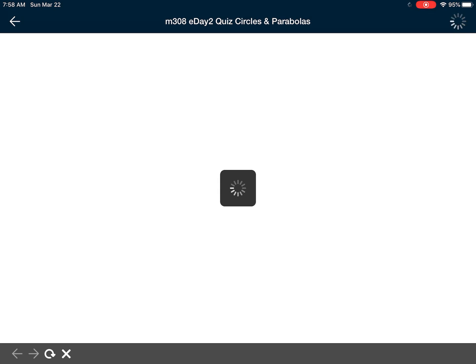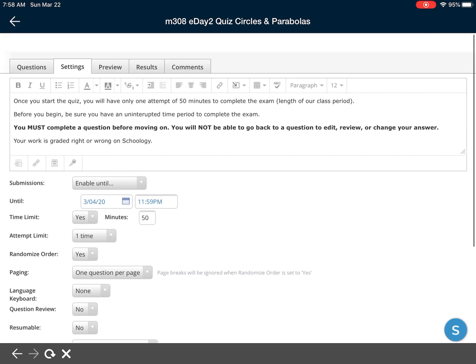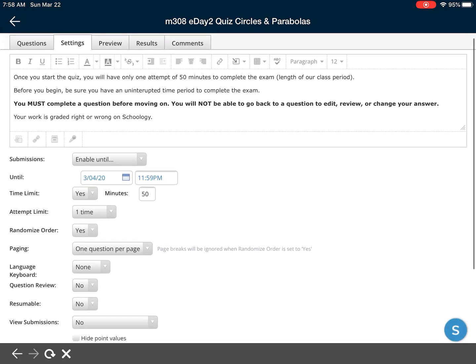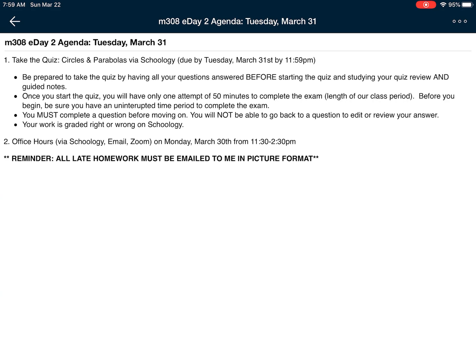When you look at your quiz, it's going to have some directions for you. And the directions, you have one attempt, and you have 50 minutes to complete. You are not allowed to resume it. And you're not allowed to go back and edit a question or look at a question. So very important that you are prepared. You want to have this quiz review done.